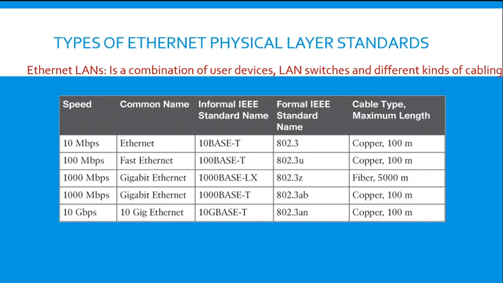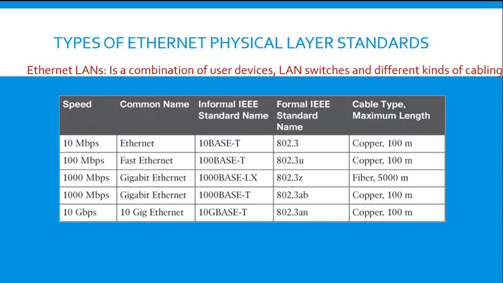We have 1000 megabits per second, or it's called differently, Gigabit Ethernet, 1000BASE-LX. Don't worry about this abbreviation, we're going to learn even more about this later. The formal IEEE standard is 802.3z, and it uses fiber which covers around 5000 meters maximum length.